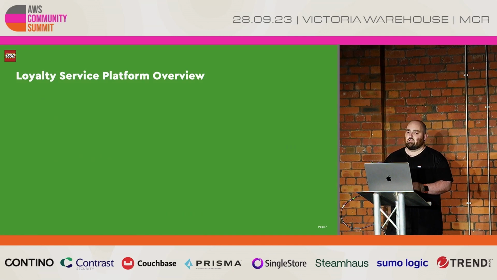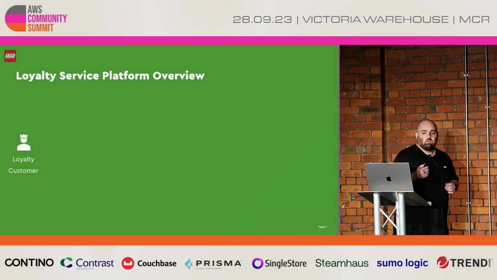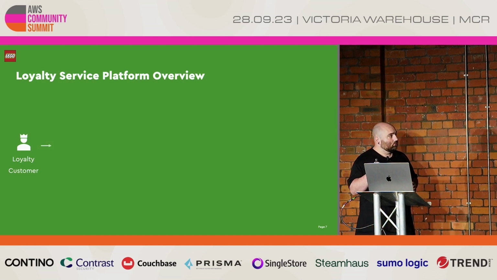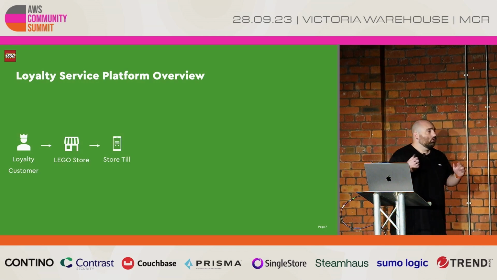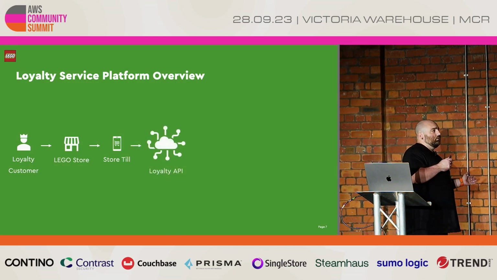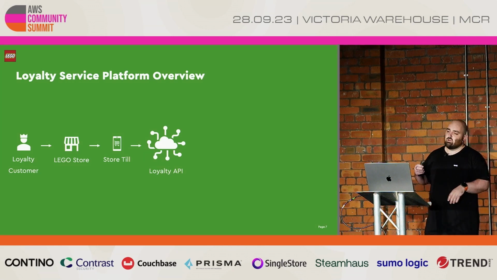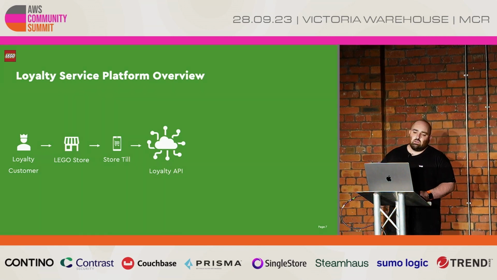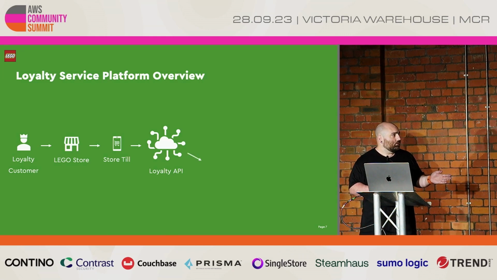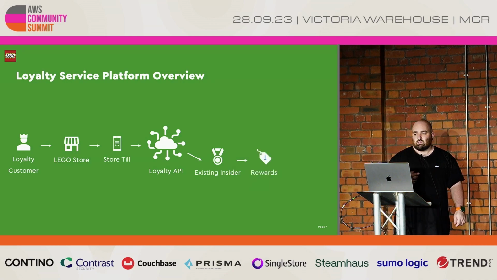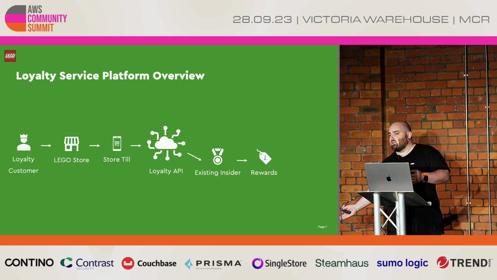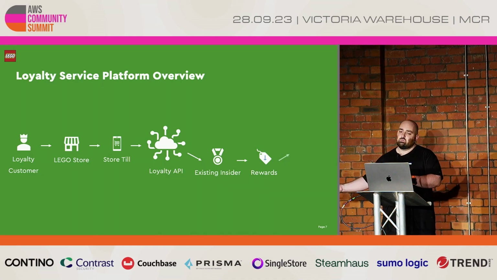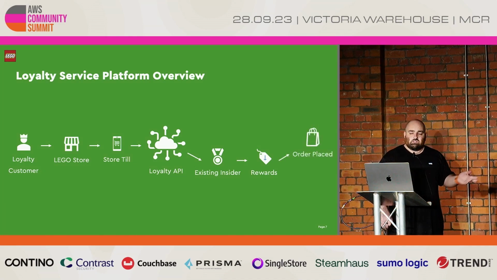So let's now have a look at the actual service platform overview. So we've got the loyalty customer. They wander into a LEGO store, have a browse, pick up what they want, go up to the store till, and once they've placed their order, if they've added rewards or not, this will flow through to the loyalty API. And then there are 2 things that can happen. If they're an existing Insider, that will then look at the rewards. If they need to earn points, or if it's a return order or something like that, and points need to be reallocated back to them, that'll happen. And then the order is technically placed.